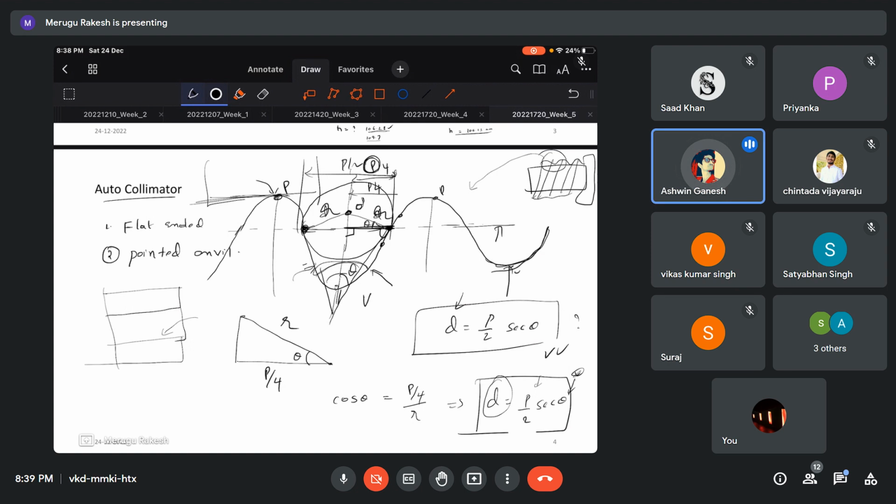Sir, actually, if we have the wire diameter such that the center will exactly coincide with this pitch circle, then D will be equal to P by 2. So then we will not be able to measure the angle. Correct, exactly.